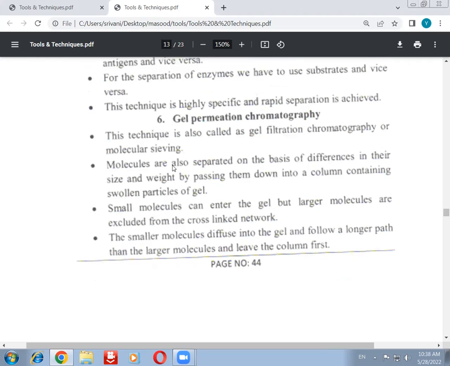Gel permeation chromatography. This is one more technique for separation of different types of molecules. Molecules are separated on the basis of differences in their size and weight by passing them down a column containing swollen particles of gel. The heavier substances go down and the lighter substances come up. Due to that, we can separate those molecules.